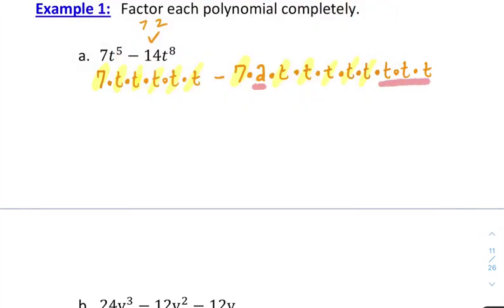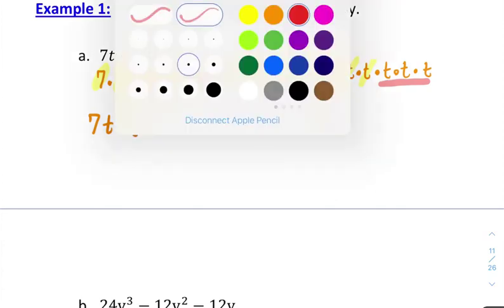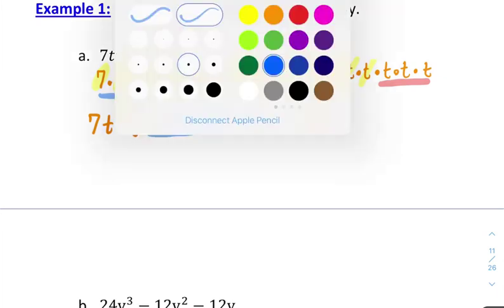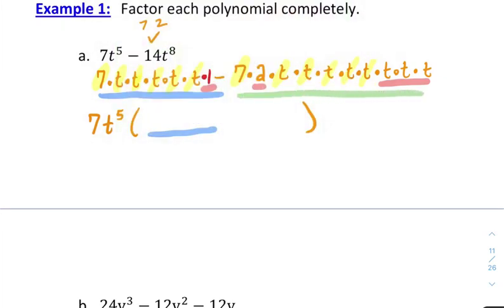And then I have some things left over that are not common factors. I can always think of there being a factor of 1. There has to be something left over. So I'm going to factor out that common factor of 7t to the 5th. And then for my two terms, my original 7t to the 5th and my original negative 14t to the 8th, I still have a minus in between them. After I've factored out my common factor, I'm left with 1 minus 2t to the 3rd.